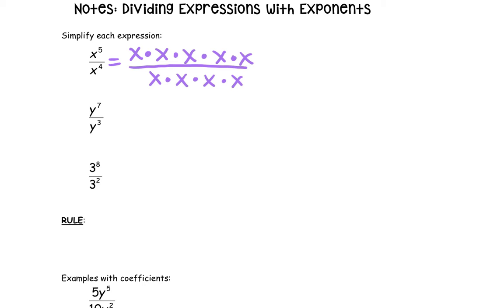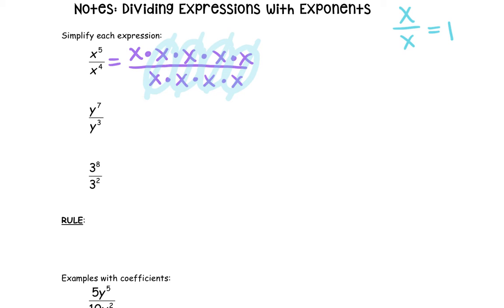Okay, now each x divided by x cancels, right? X divided by x is just equal to 1. Anything divided by itself just equals 1. So x divided by x equals 1. Another x divided by x equals 1. Another x divided by x equals 1. And another x divided by x also equals 1.